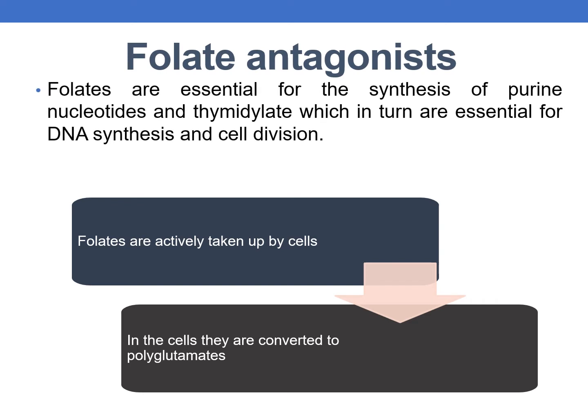Coming to folate antagonists, the folates are essential for the synthesis of purine nucleotides and thymidylate, which are in turn essential for the synthesis of DNA and cell division. Usually folates are taken up by the cells. In the cells they are converted to polyglutamates.